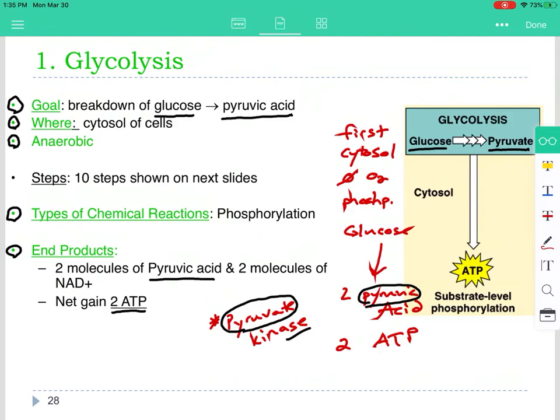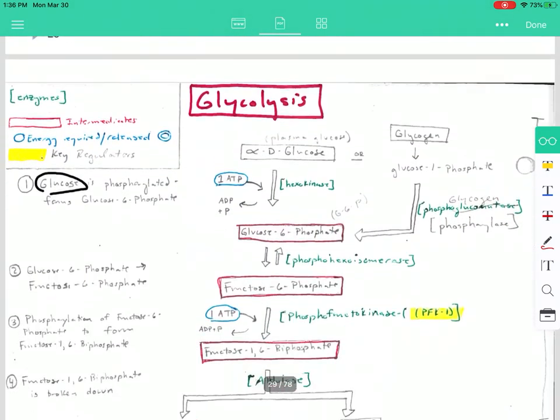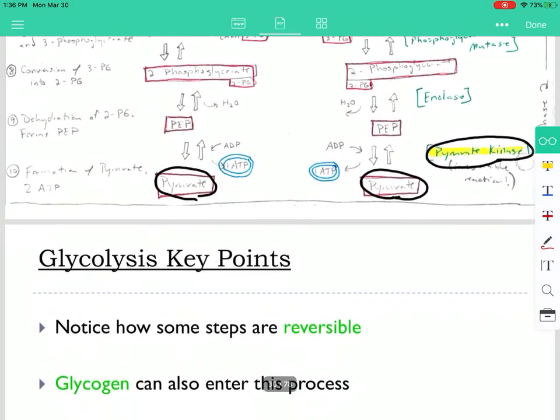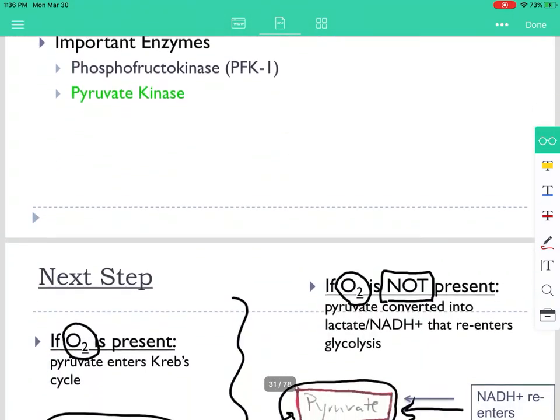In this process, we convert glucose into pyruvate. For every 1 glucose that comes in, we produce 2 pyruvic acids and 2 ATP. Some of the other characteristics of this first phase: it occurs in the cytosol. It does not require oxygen. It involves chemical reactions known as phosphorylation. And one of the important enzymes that's involved in this phase is called pyruvate kinase.